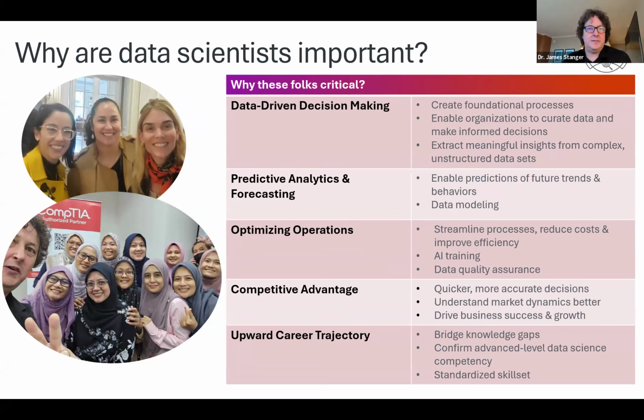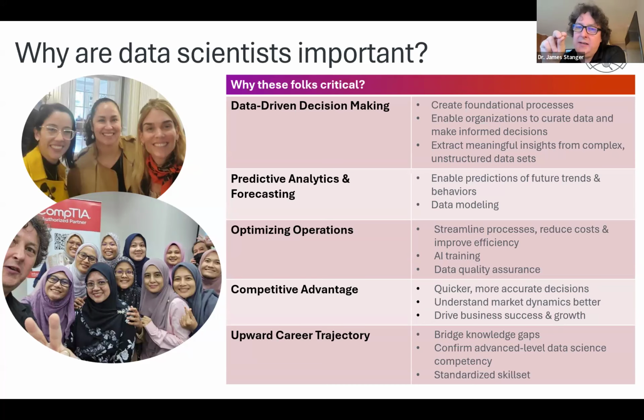Okay. Now, why are data scientists important? To bring it into specifics. This is Luz Pereira on the top picture there. And then this is a bunch of data analysts living in Kuala Lumpur. And I want to bring out these examples because these folks are learning about data because organizations need data-driven decision making.